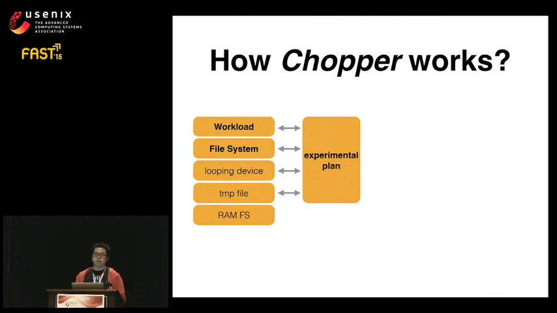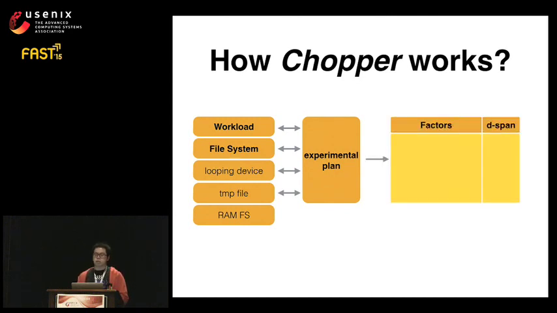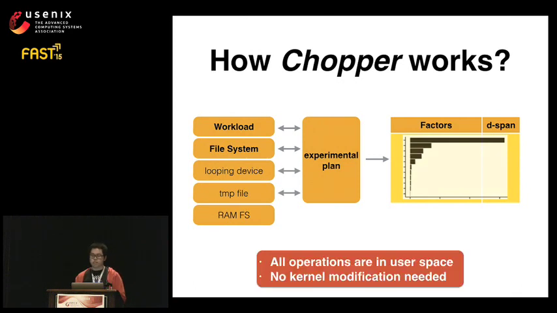When the file system is ready, Chopper will run the workload on top of the file system and then use some existing file system utilities to find out the disk span of the files just created. After that, Chopper will produce a data table with all the factors tested and the corresponding disk spans. With such a data table, we can do statistical analysis to find out the problems of the file system. No kernel modification is needed, and all the operations are in user space.